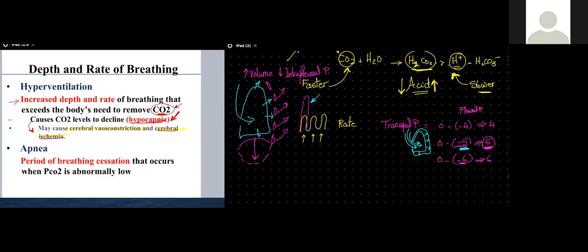Having very small amounts of carbon dioxide in the blood is going to result in a constriction of the cerebral vessels. Constriction of the cerebral vessels. Apnea, and the reverse, of course. So if I have too much carbon dioxide, my blood vessels will dilate in the brain.